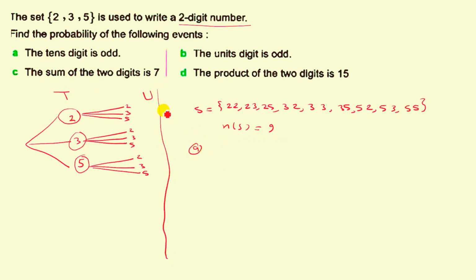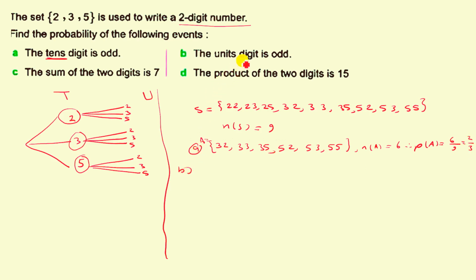Letter A, the tens digit is odd. يبقى هندور في السامبل سبيس اللي عندهم التنس is odd. طيب هنا التنس odd اللي هو إيه ال 3 وال 5. يبقى كده الليتر A event A اللي عنده التنس odd 32 33 35، وناخد اللي عنده التنس 5 اهو 52 53 55. هنا يبقى ال probability لو سمينا ده event A، how many elements are there in A 6 elements, therefore probability of A 6 over 9 in the simplest form divided by 3, 2 over 3.